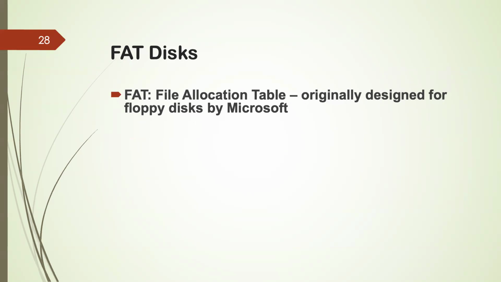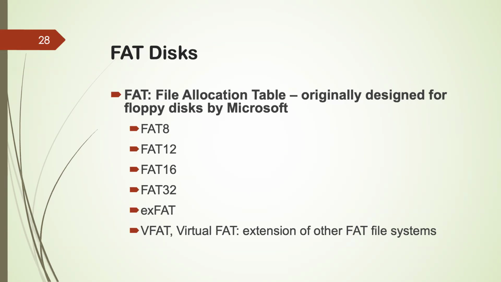So first we have the FAT, which is the file allocation table. So what is FAT? FAT is a file system that was developed by Microsoft, and it was originally developed for floppy disks. So that's why you see over time there have been different versions of FAT. It started from FAT8, then 12, 16, 32, exFAT, and so on.